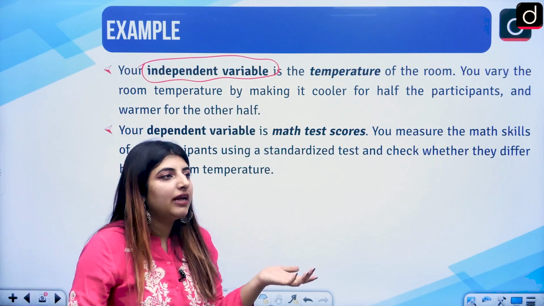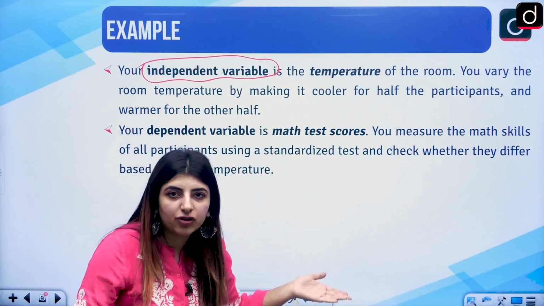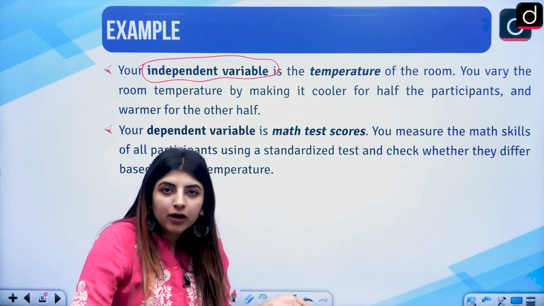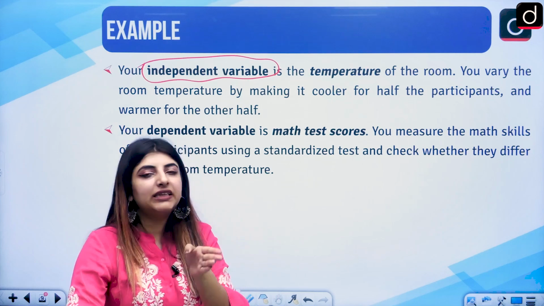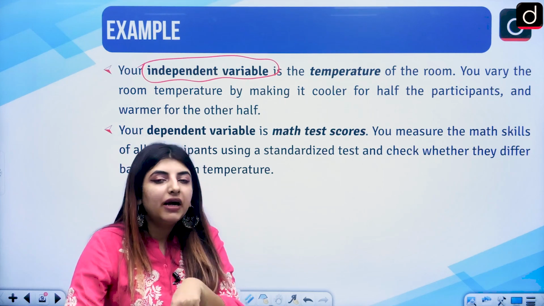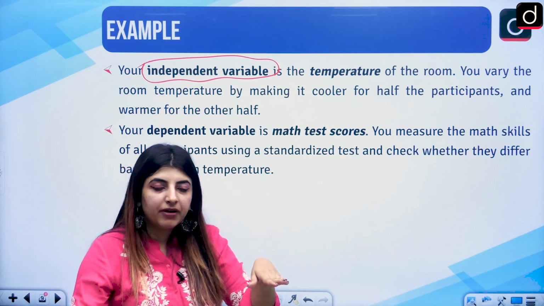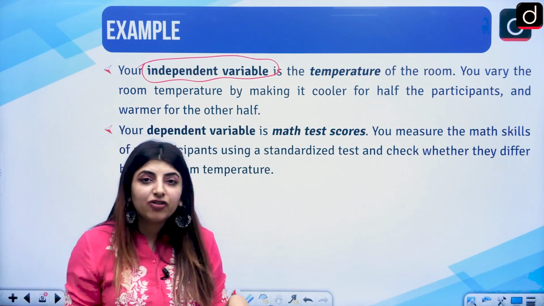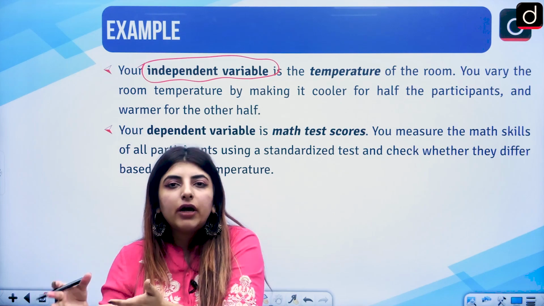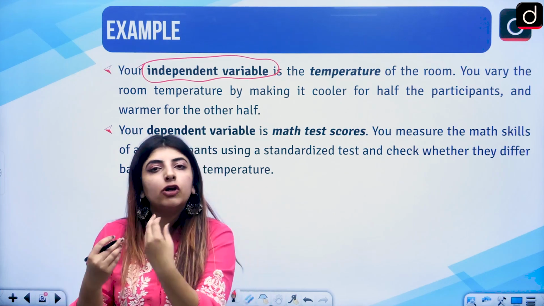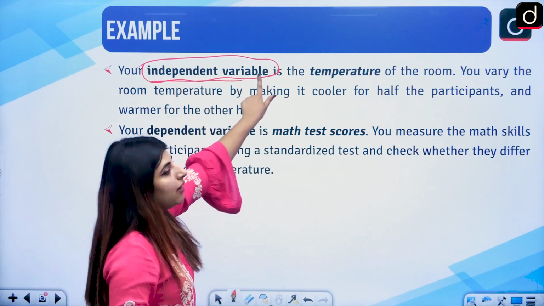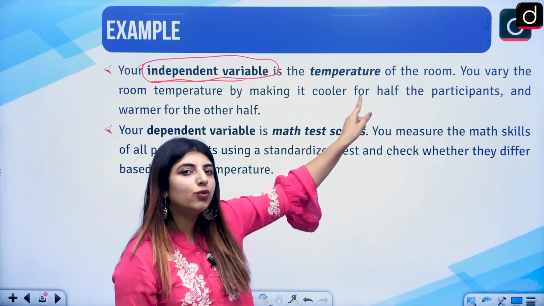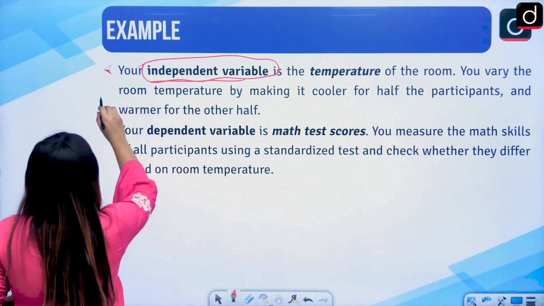If I am increasing the temperature of the room, the students are not able to focus properly, hence they are scoring less. But if I maintain the room temperature as it should be according to the normal room temperature, the students will score as per their knowledge. So here the independent variable is the room temperature, which the scientist or the teacher is manipulating.